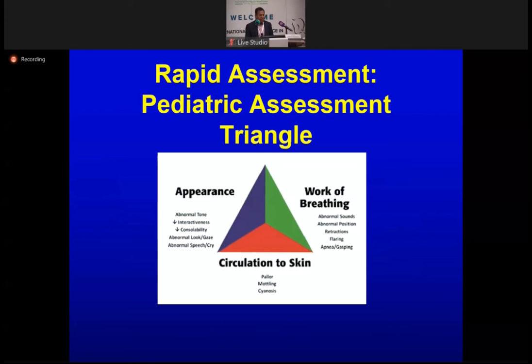This is the pediatric assessment triangle. Anytime we get a sick patient, we should look at the appearance, the work of breathing, circulation, and manage accordingly.